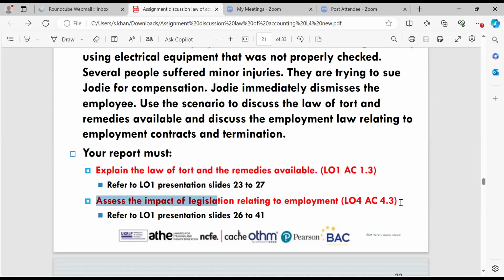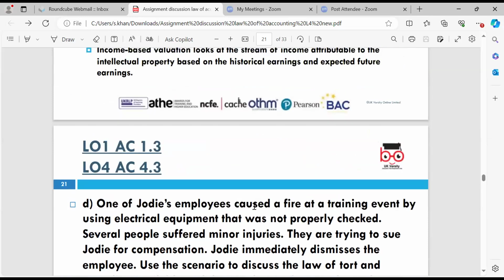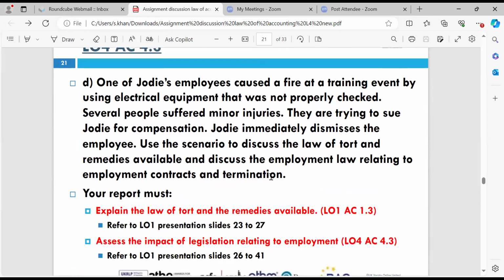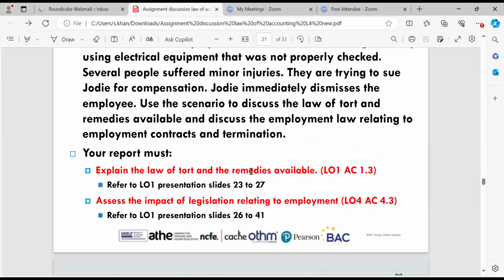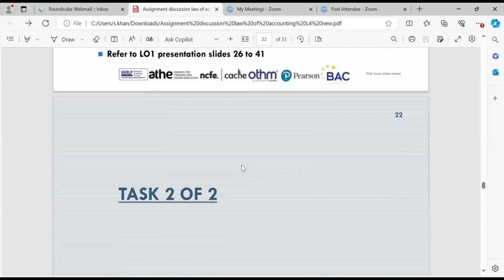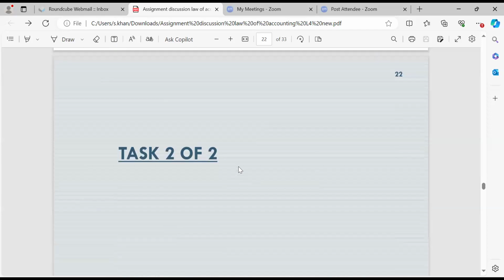The second part of the report on D for pass is assess the impact of legislation relating to employment, and that's learning outcome 1, presentation slides 26 to 41. Is everyone okay for that? Yeah. So that covers part D. So there's no merit or distinction for part D. Okay? So that's covered task 1.